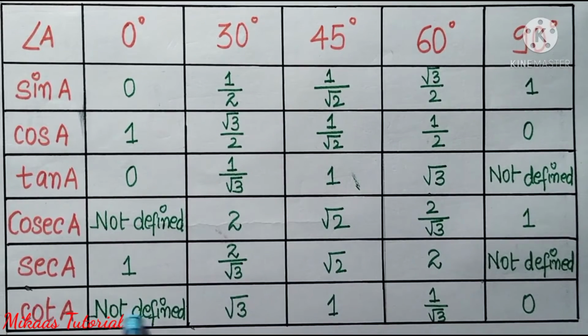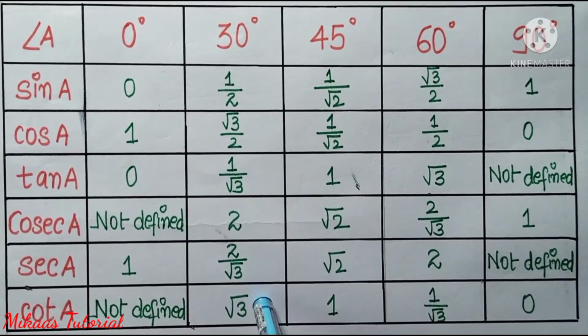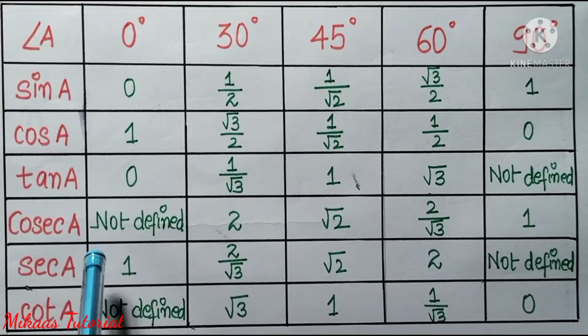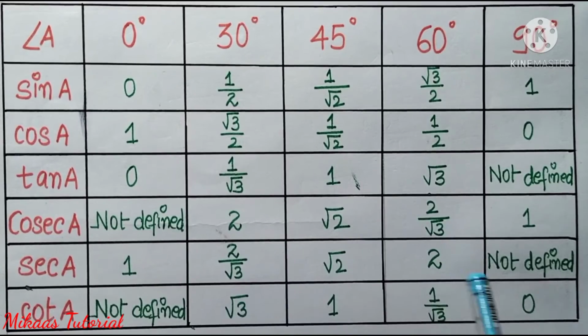Now, how will you find the cot value? There are two methods for this. One is that you can take the inverse of tan, because you know that tan is inversely proportional to cot. So, the inverse of 1 by root 3 is root 3 by 1. You can find it in this way. Or you can do cosec divided by secant, which is the cot value. That is 2 by 1 divided by 2 by root 3, which is root 3. You can find it in this way also.